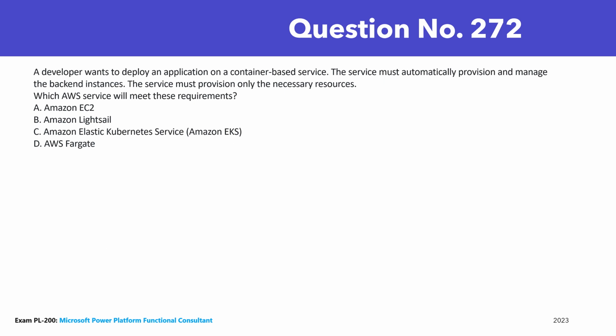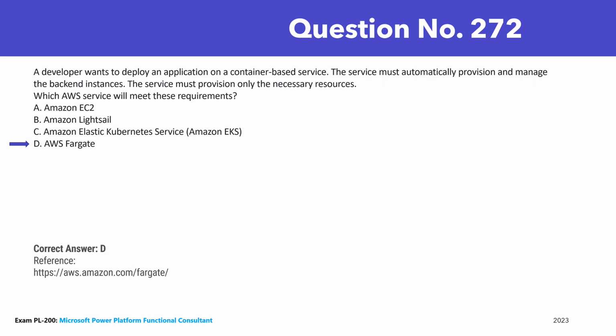A developer wants to deploy an application on a container-based service. The service must automatically provision and manage the backend instances. The service must provision only the necessary resources. Which AWS service will meet these requirements? A. Amazon EC2. B. Amazon Lightsail. C. Amazon Elastic Kubernetes Service, Amazon EKS. D. AWS Fargate. Correct answer, D.